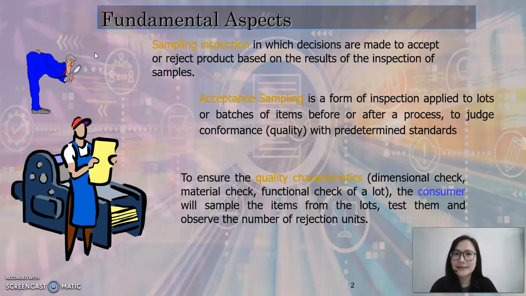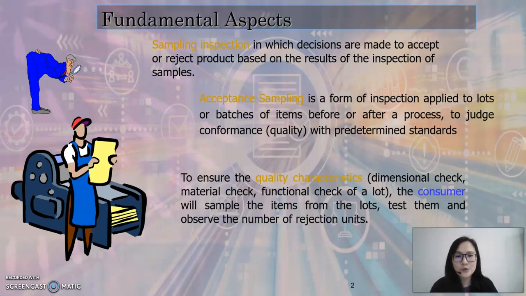Acceptance sampling is an inspection process. I believe that you have heard before about 100% checking. 100% inspection is checking all the units in the lot. For acceptance sampling, we only select a few items from the lot to determine whether to accept or reject the lot based on the inspection decisions.